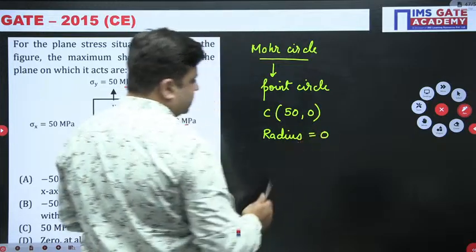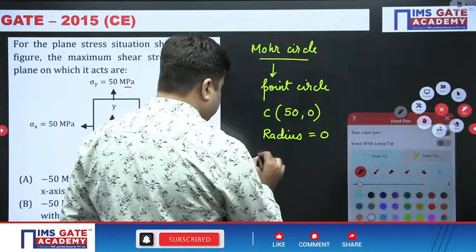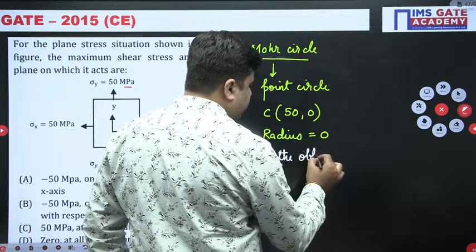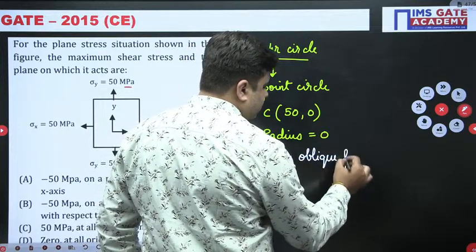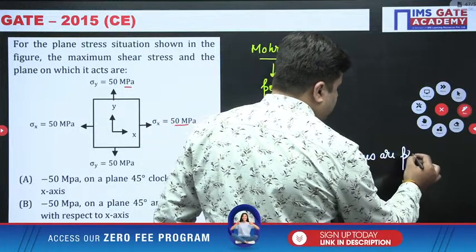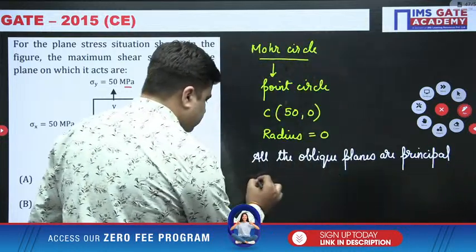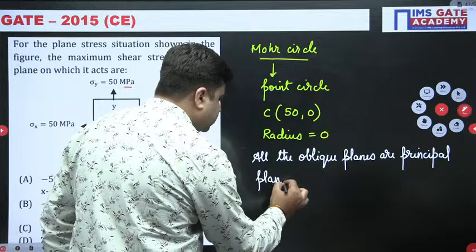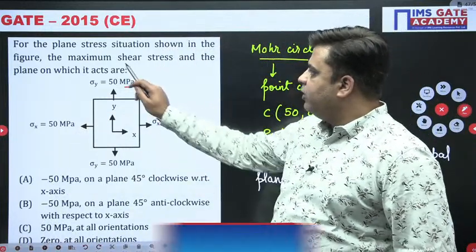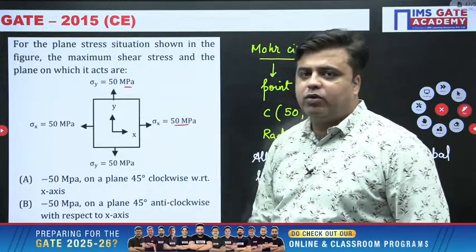In such case, all the planes will be principal planes because all the oblique planes have zero shear stress. All the oblique planes are principal planes. And when all the oblique planes are principal planes, here you need to identify the maximum shear stress and the plane on which it is going to act.